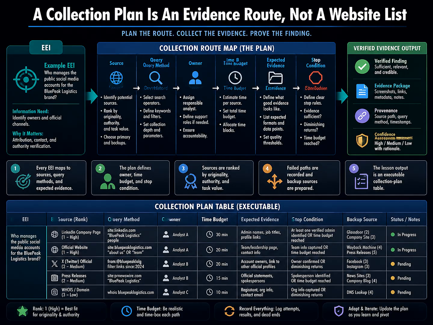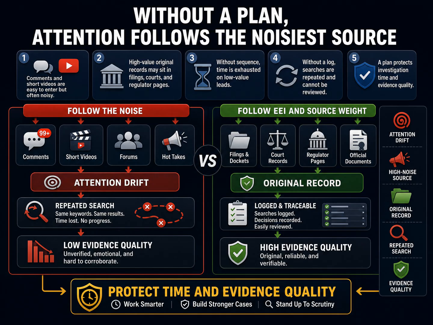A collection plan is not a list of websites from your bookmarks. It is a route to evidence, and every stop on that route serves a specific EEI. By the end of this lesson, we will have a plan another analyst can execute without guessing how we intended to search. Without a plan, attention follows whatever source is busiest and easiest to enter.